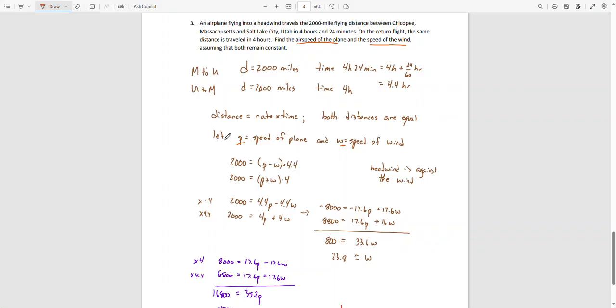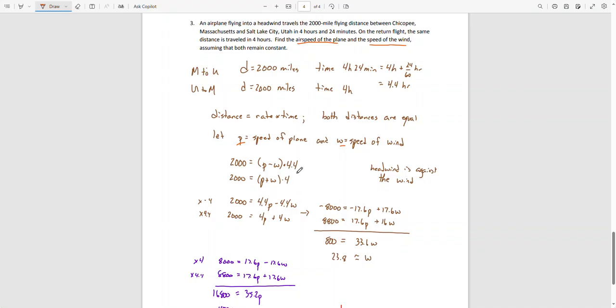Coming back, Utah to Massachusetts, the same 2,000 miles. This time, the plane and the wind are traveling in the same direction. So they're working together. And it only takes 4 hours. Distance equals rate times time. So this is how we think of it.